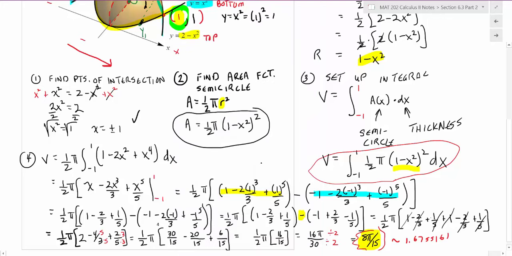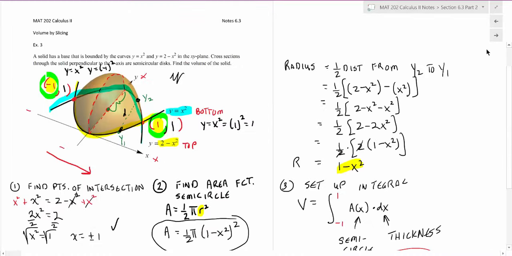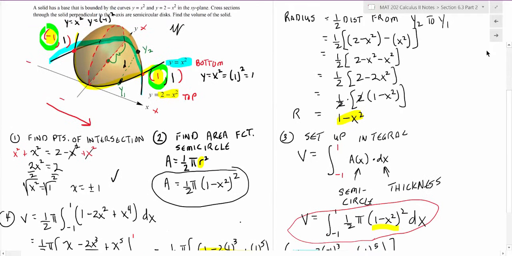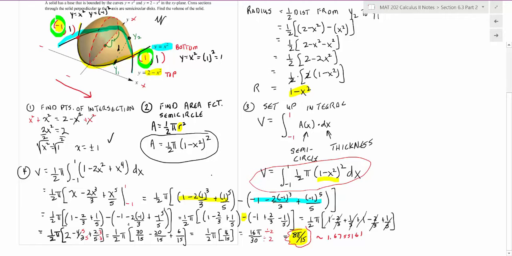Okay, so that's how that would go. That's 3 good examples. So I'm going to go ahead and stop this recording here. We're going to do 3 recordings on this section. This gives you 3 really good examples of the slicing method, and that'll wrap us up. All right, hope that helps.